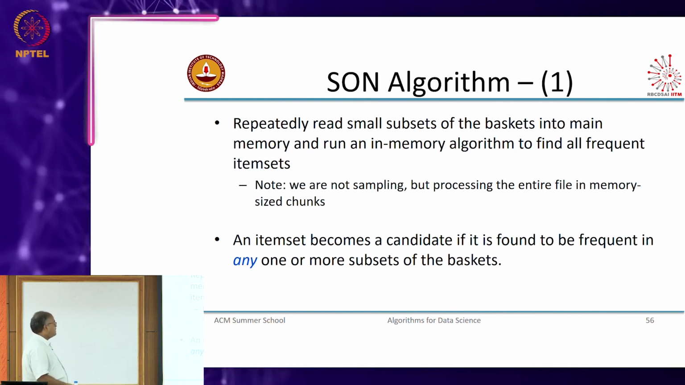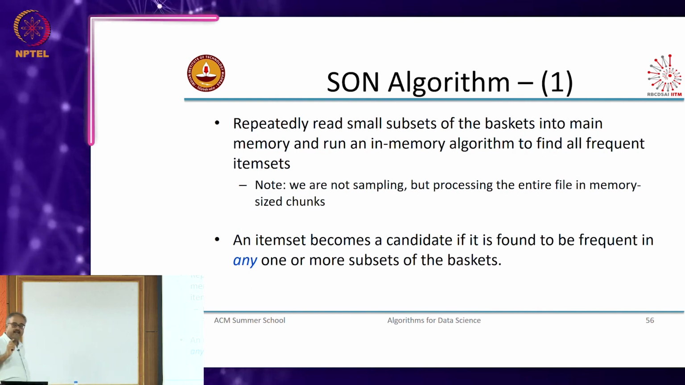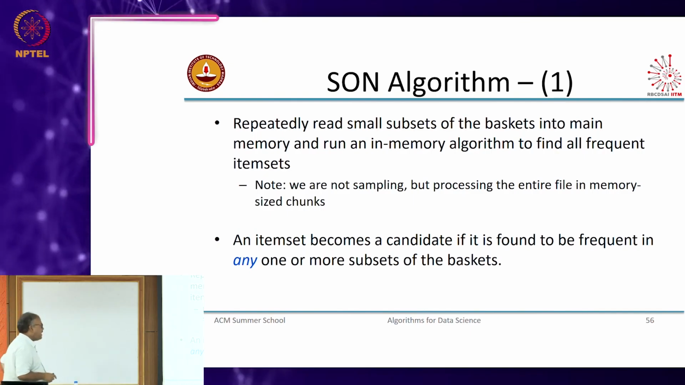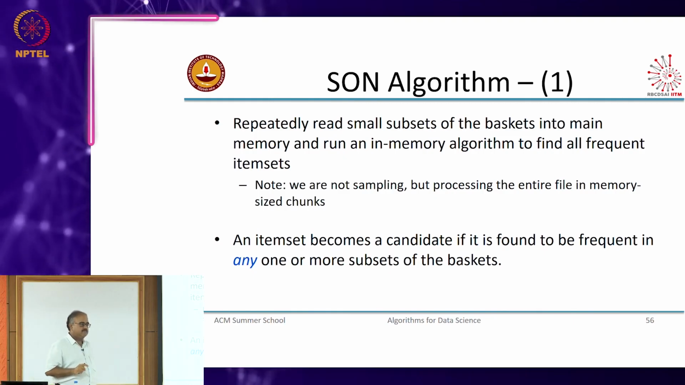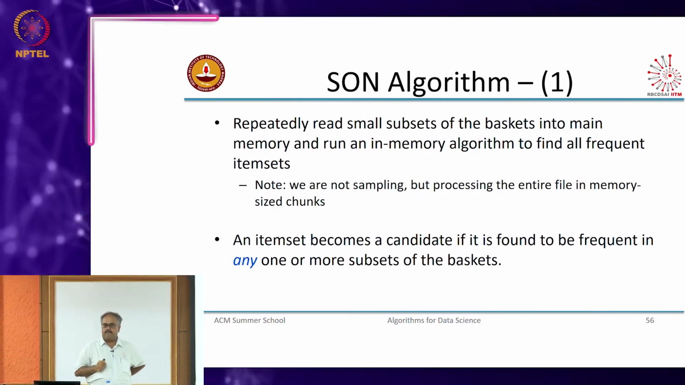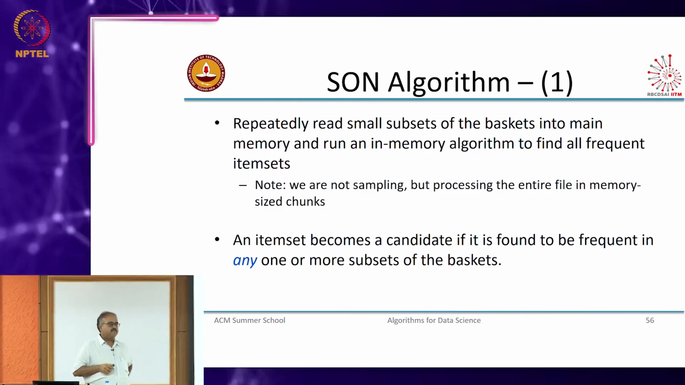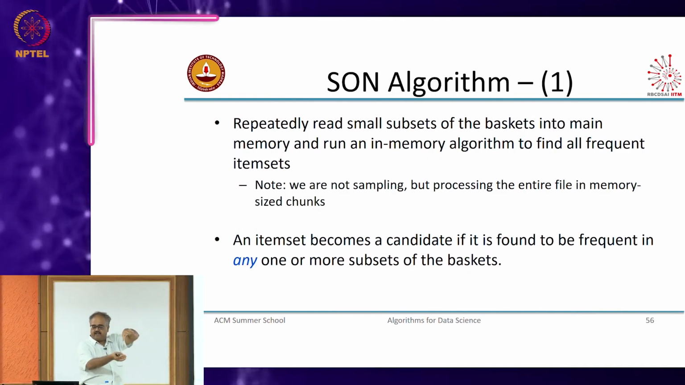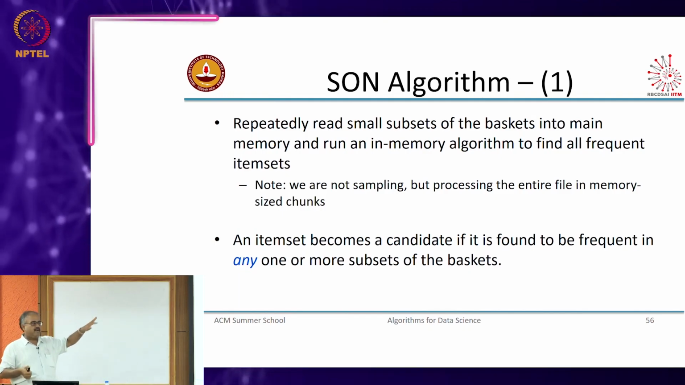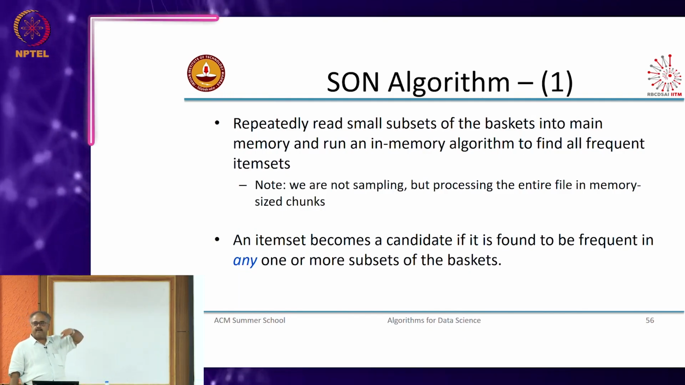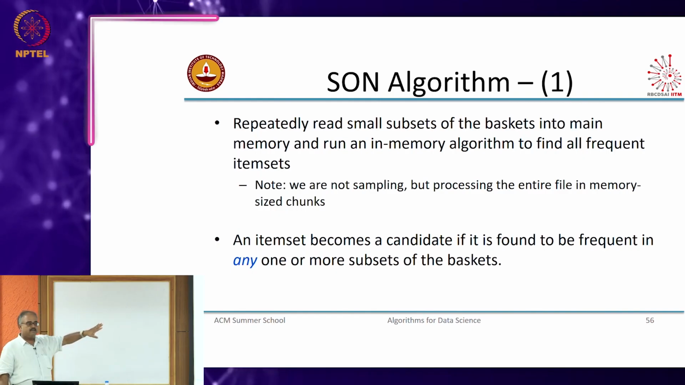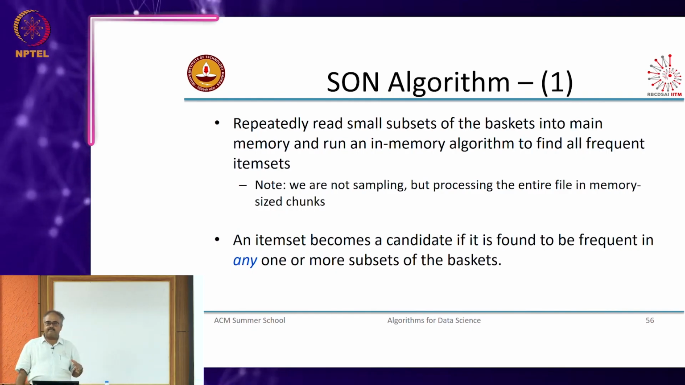Now, here is a version of the monotonicity property that we had in a priori. An item set becomes a candidate if it is found to be frequent in at least one of the chunks that we read into the memory. So I take the entire data set and read chunks into the memory. Remember, just like in the random sampling, my threshold has been lowered. In random sampling, if I take 1/100th of a sample, I set my threshold at S by 100. Here, if each chunk is 1/100th, then my threshold will be S by 100.